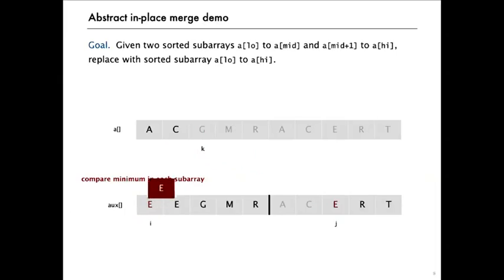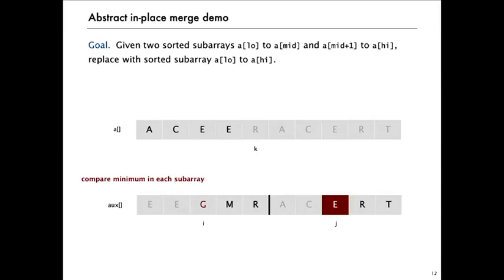Now, there's two E's equal. We always take the first, so the one in the left array goes to K's position, and now we increment I and K. And again, it's an E, and they're equal, but we'll take the first one, so we move that one up, increment I and K.